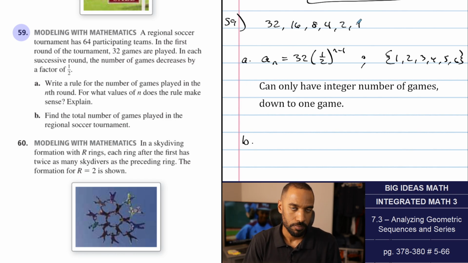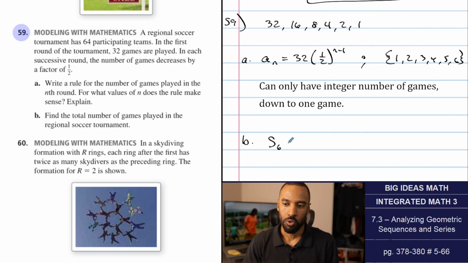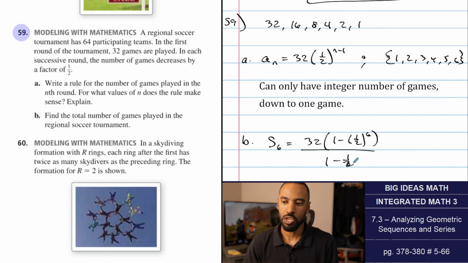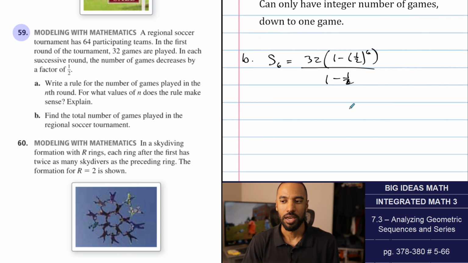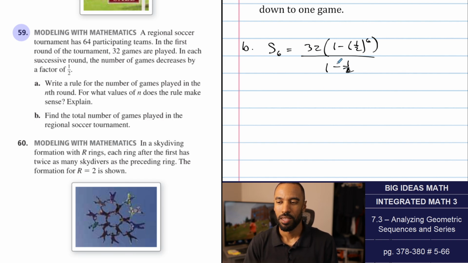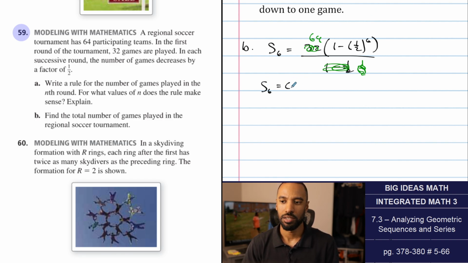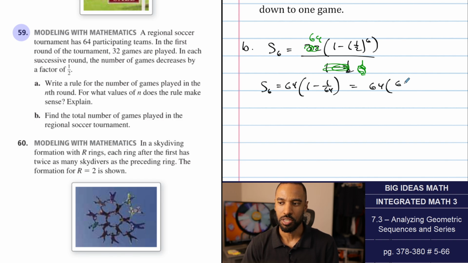Clearly we can add these up if we were going off our rule. First term is 32. And you would work it out this way. And I'll tell you what, I'm going to do this without a calculator. It's ambitious, right? 1 minus 1/2 is 1/2. 32 divided by 1/2 is 32 times 2, which is 64. I get to do 64 times this, and 1 minus 1/2 to the 6th power is 1 minus 1 over 64, which means this gets to be 64 times 63 over 64, which means it's 63.